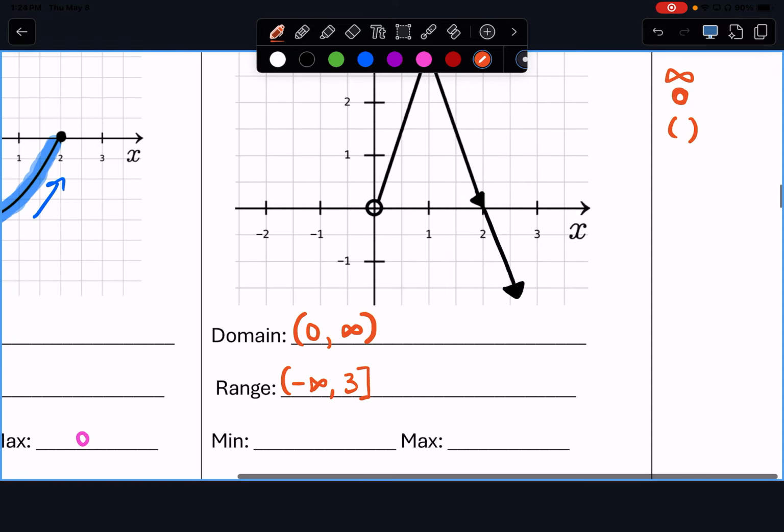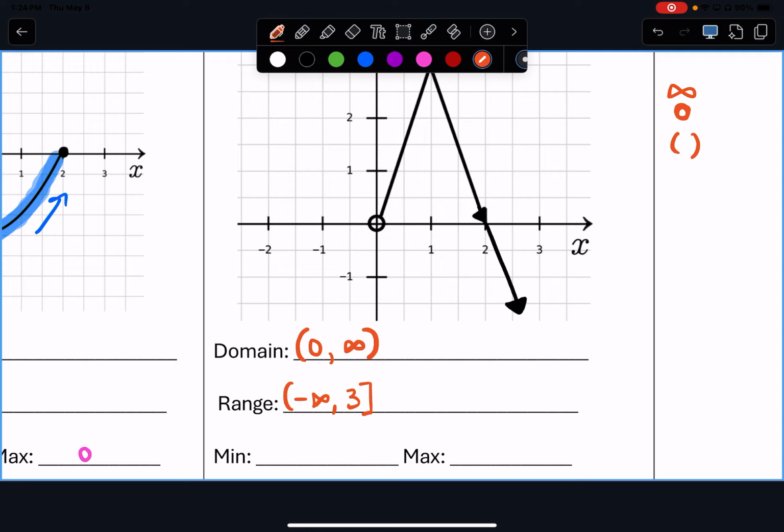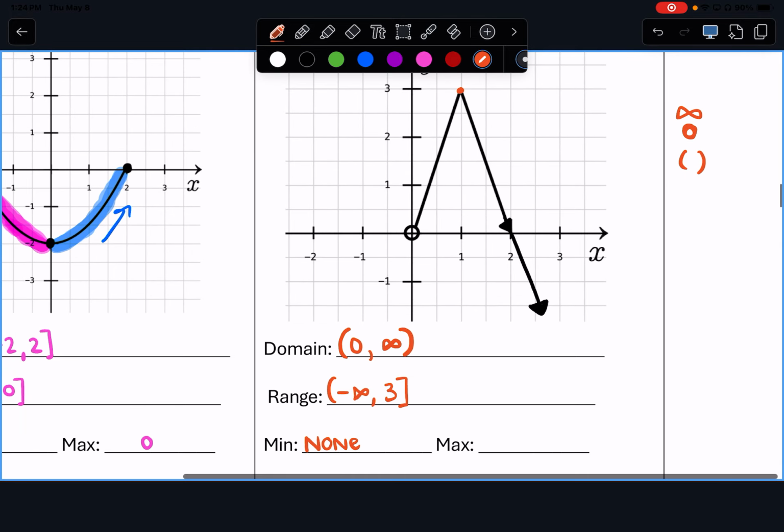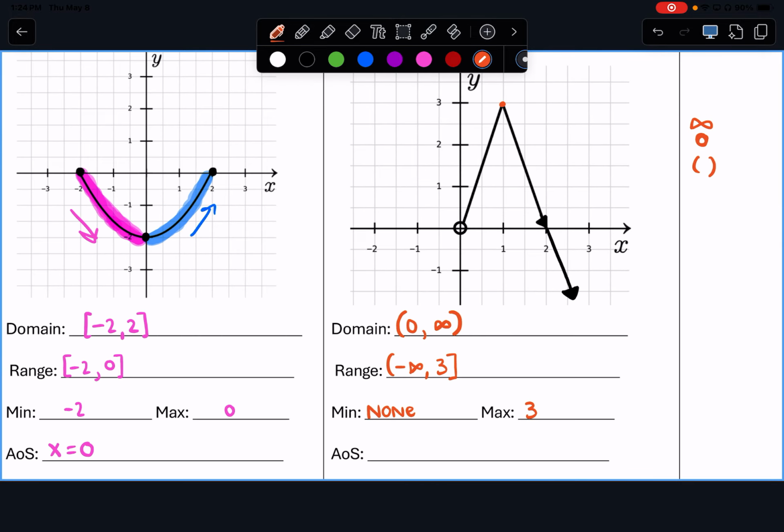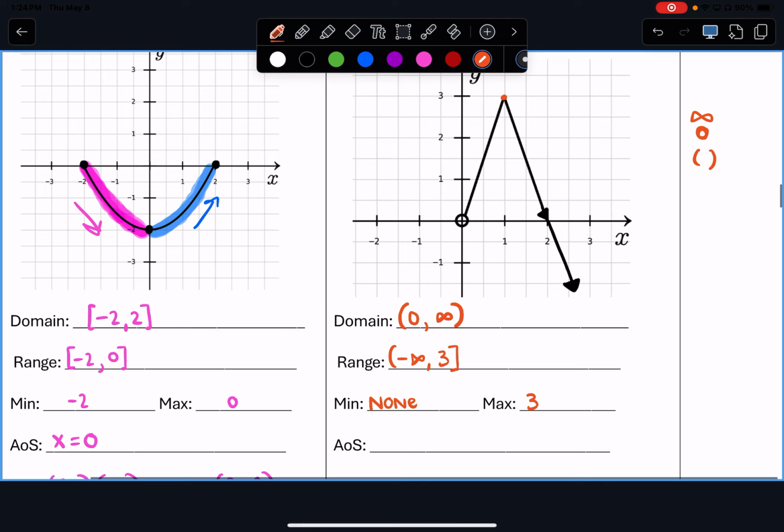Now, what is the minimum y value? Where is the lowest this graph goes again? Negative infinity. So what would the min be? None. What's the biggest y value we get? 3. So that's our min and our max. Does this graph get divided into two identical parts? No, it doesn't.